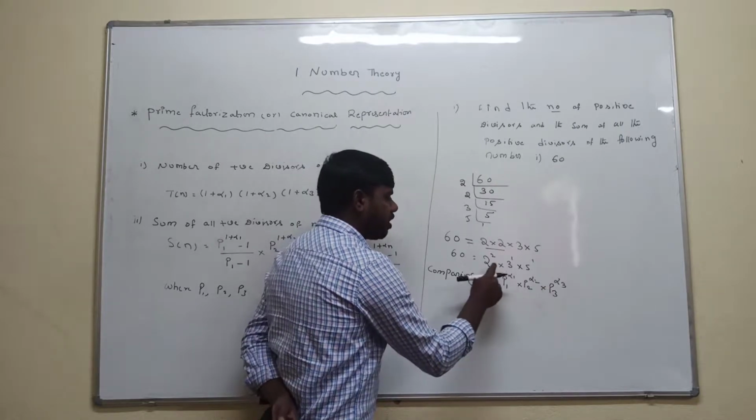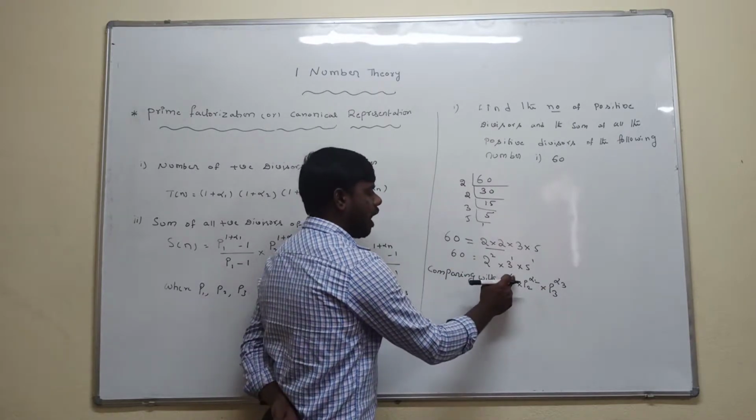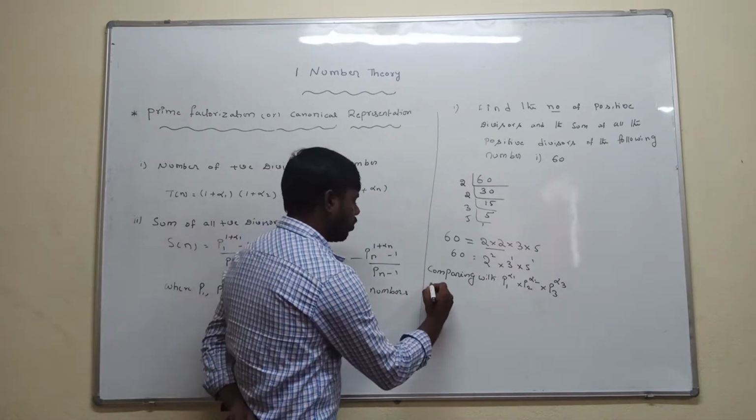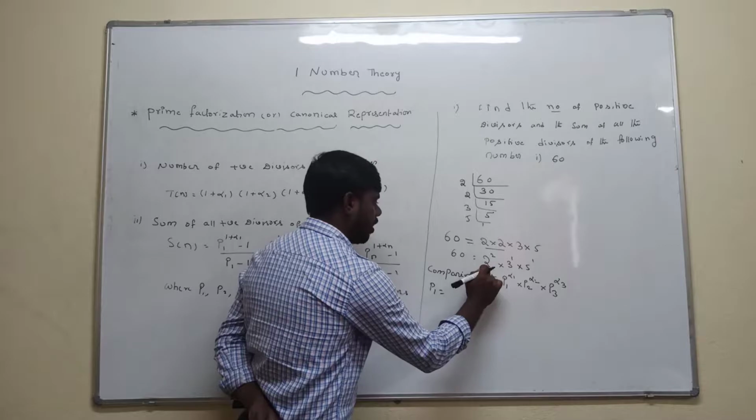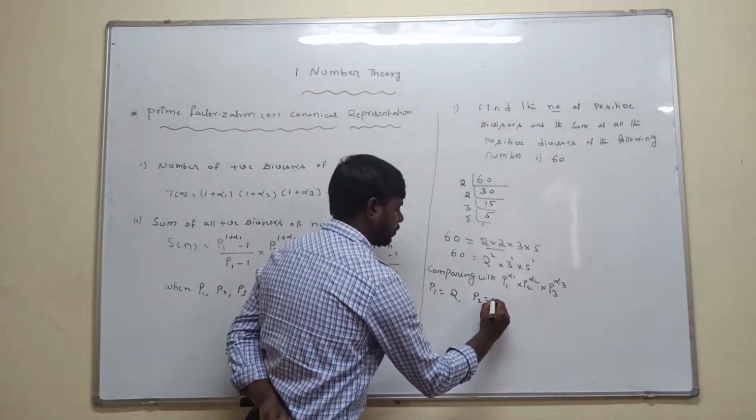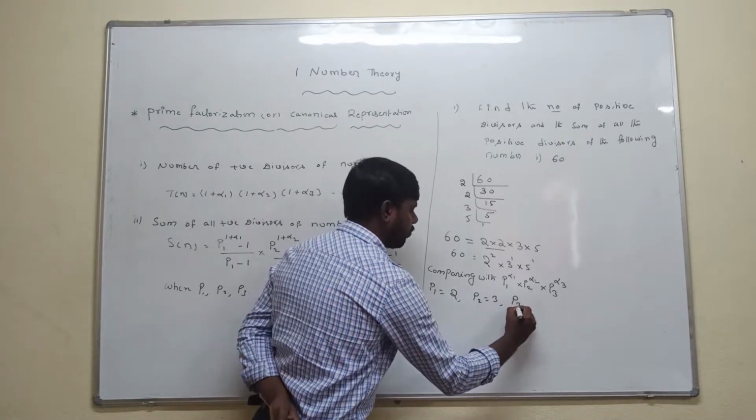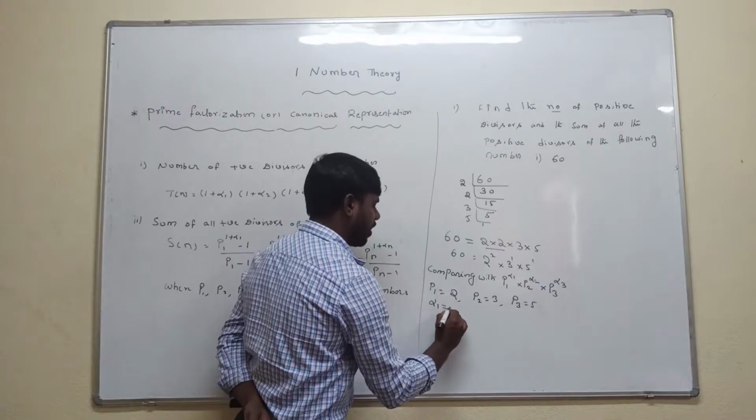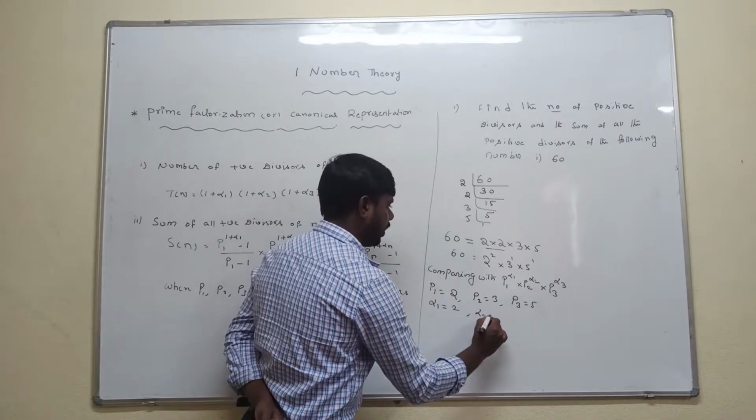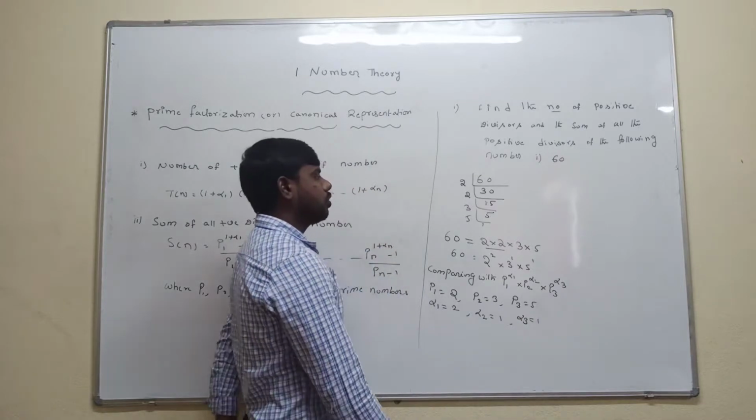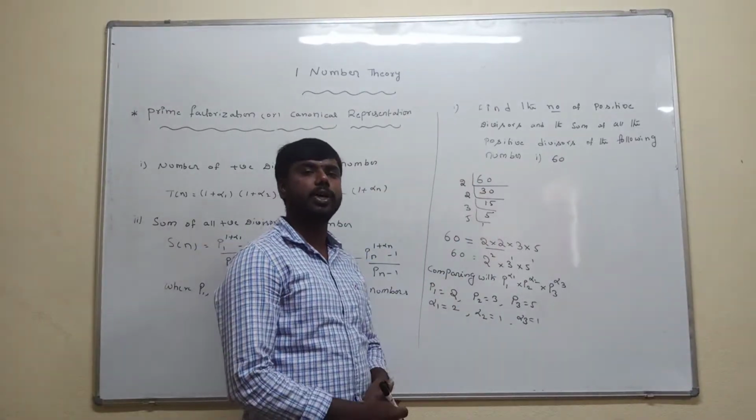P1, P2, P3 values are prime numbers. Alpha 1, alpha 2, alpha 3 are called powers. That's why now P1 is equal to 2 and P2 is equal to 3 and P3 is equal to 5. Now alpha 1 is called first power. What is alpha 1, the first power? It is 2. Alpha 2 is 1. Alpha 3 is also 1. So first we have to use the division method.